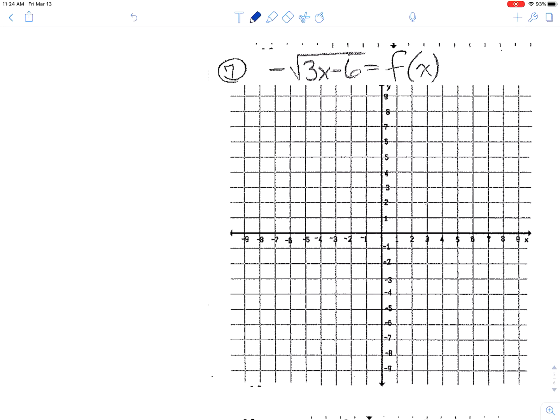Hey, here's an explanation from the OWL pages number 7. Number 7 would be considered kind of a tough one for a couple reasons. Let's analyze it first, and then I'll show you why. It's a square root function.